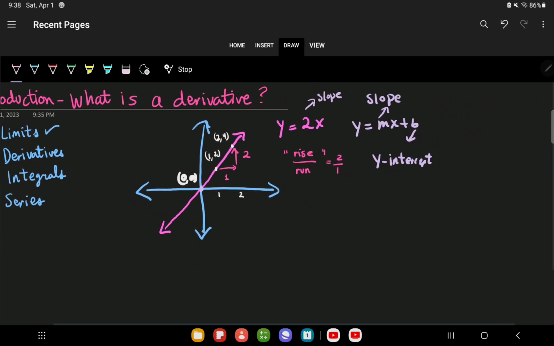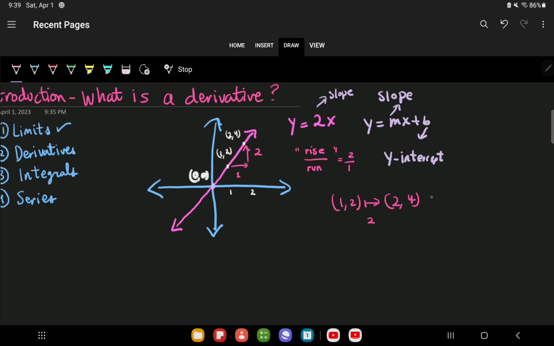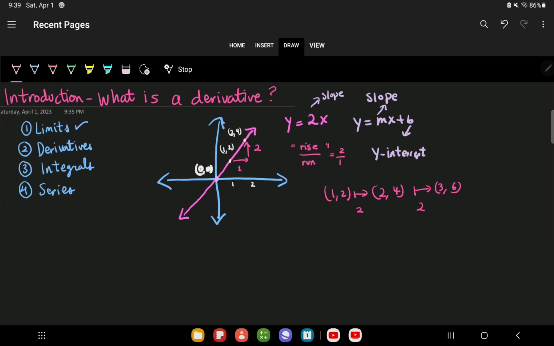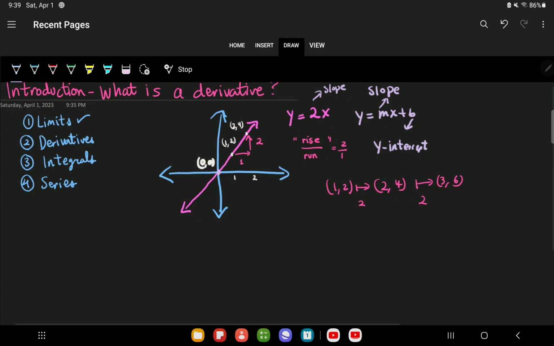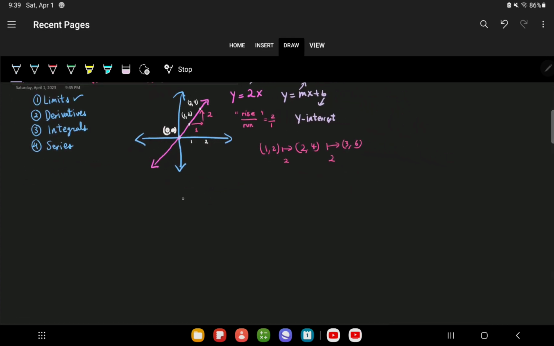Okay, now in a linear function, to go from 1 comma 2 to 2 comma 4, your rise over run is 2 units. To go from 2 comma 4 to 3 comma 6, your rise over run is still 2 units. So you have the slope of 2 for every single point. So it's easy to calculate. But now the idea of the derivative is, let's make things a little more complicated.